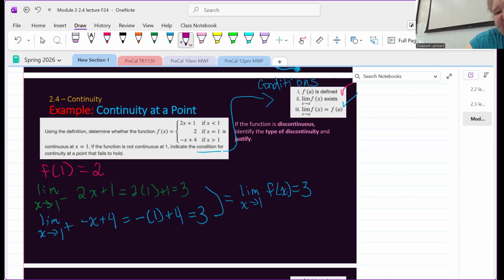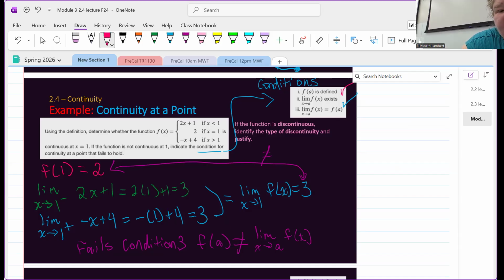But step 3 is, do those two things equal? So is 2, 3? No. So this one is failing at step 3. So it fails condition 3. F of a does not equal the limit as x approaches a of f of x.